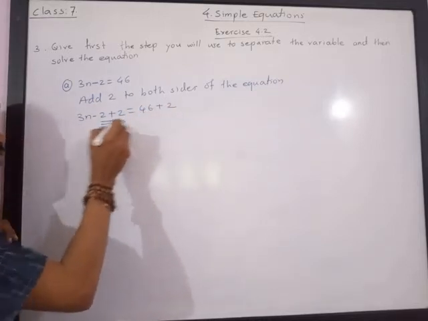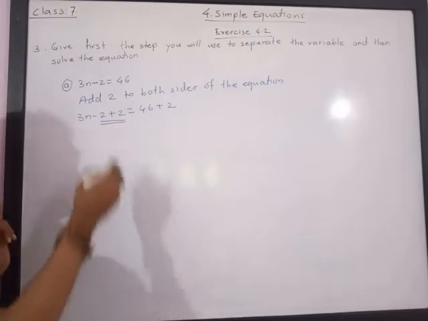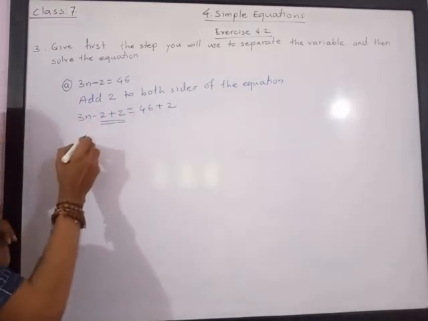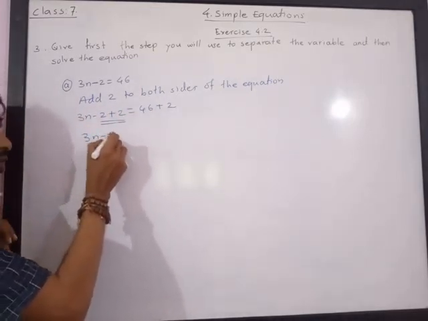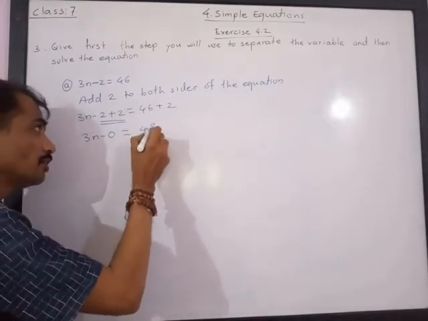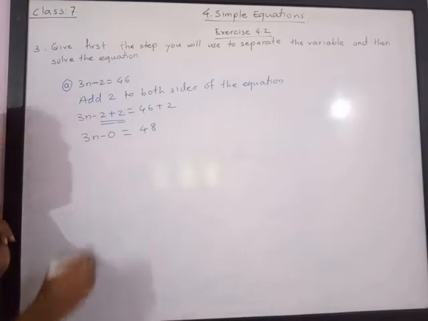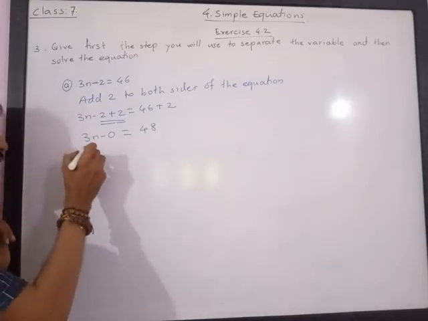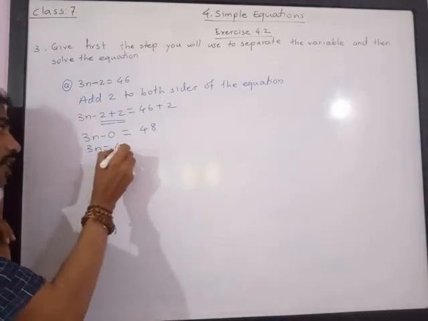Here negative 2 plus 2 is 0, and hence this term gets eliminated. So you will get 3n minus 0 is equal to 46 plus 2, which is 48. Now 3n minus 0 is 3n itself. So we have got 3n is equal to 48.